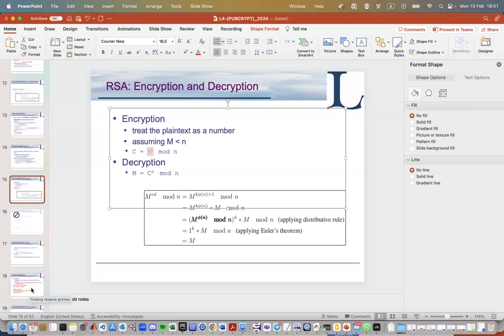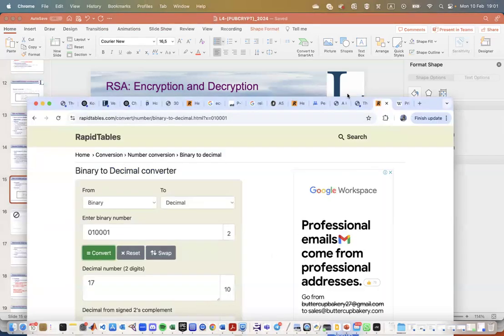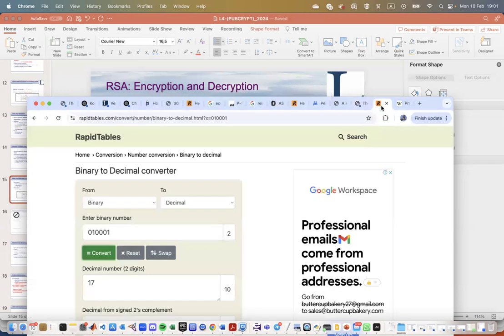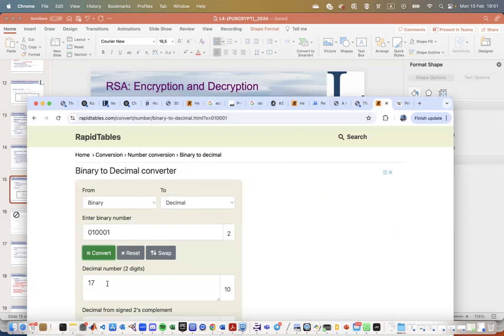Now I want you to go back and critically examine this certificate that I showed you previously. This is the key value. This is a modulus. This is a large number, a 2048 bits integer. And the public exponent, that's a very interesting thing. It's this number, only 17 bits. If you do the conversion from decimal to binary, it's 17.